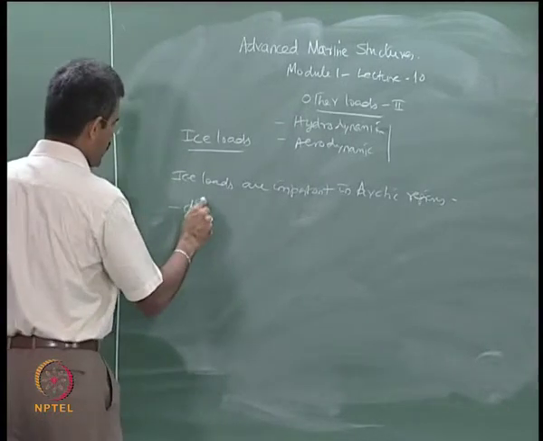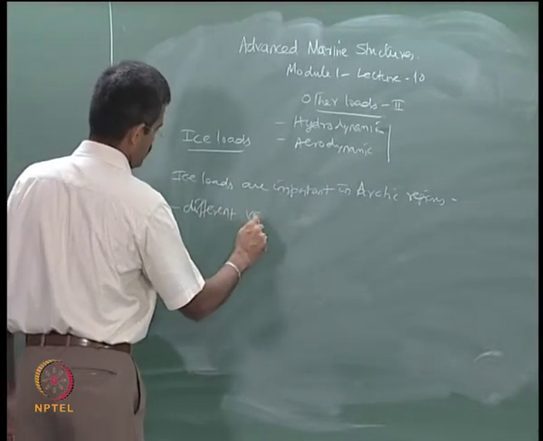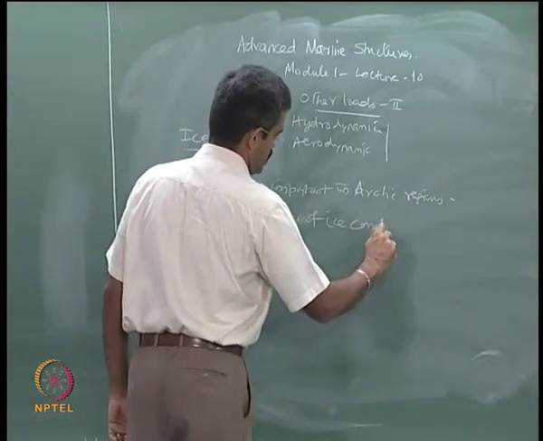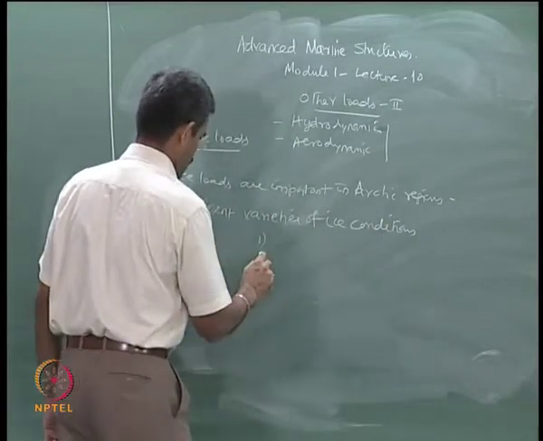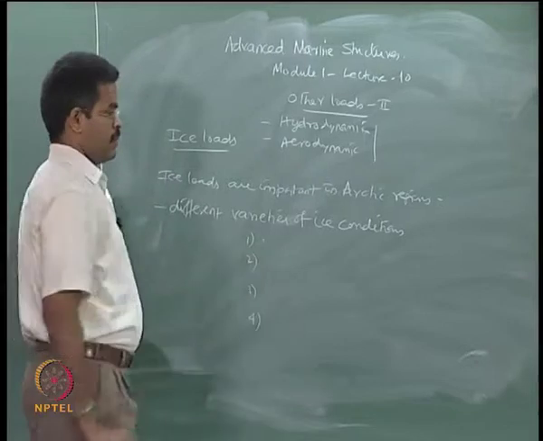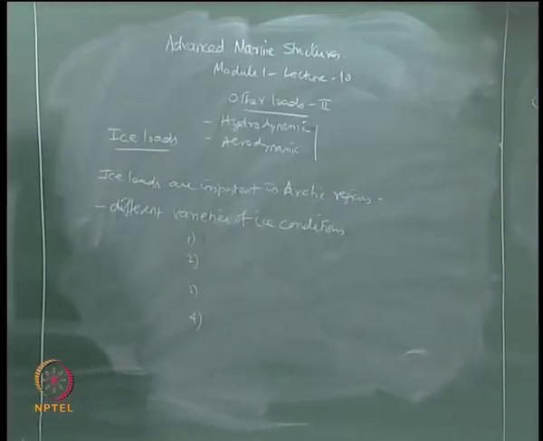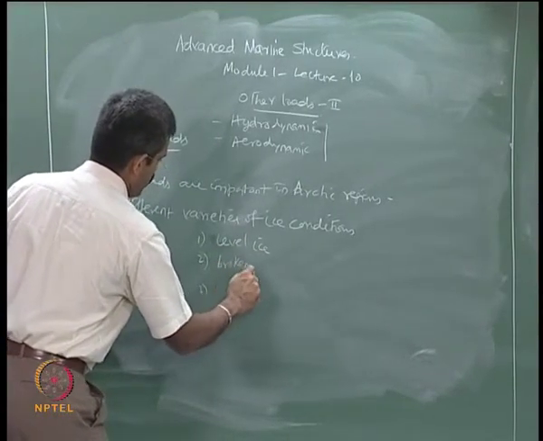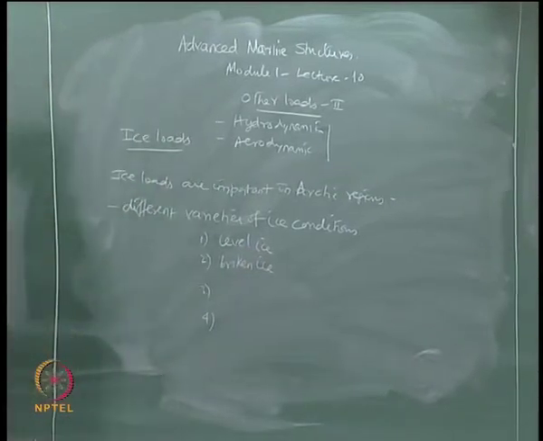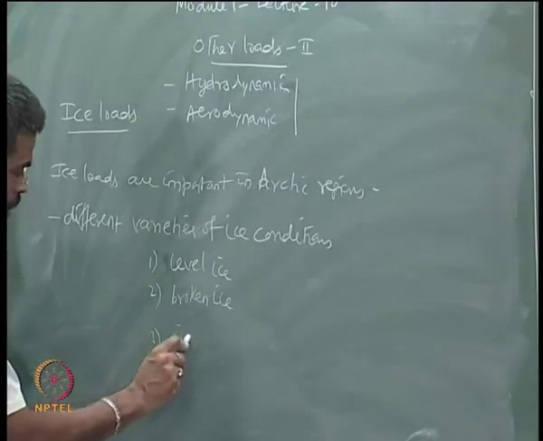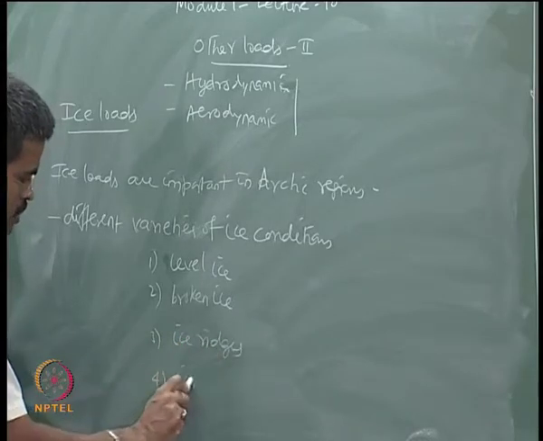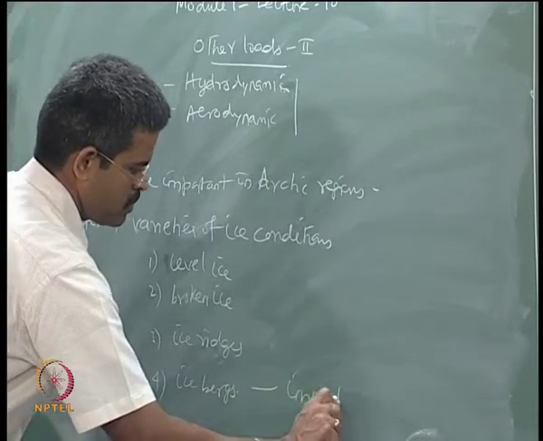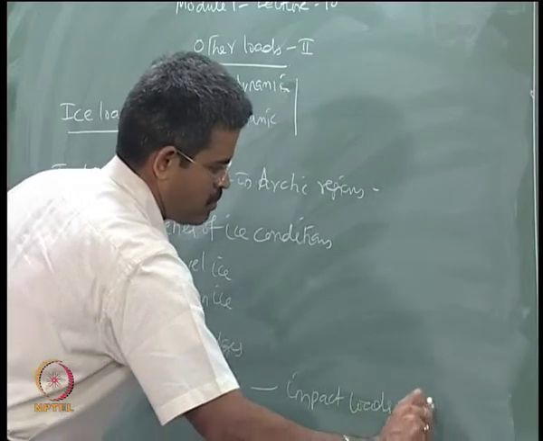There are different varieties of ice conditions that can cause loading. One is what we call as level ice, other is broken ice, ice ridges, and of course icebergs. They are responsible for causing impact loads on marine structures.